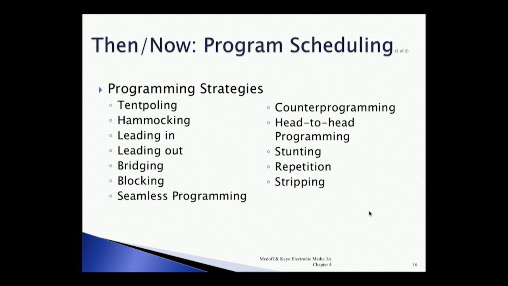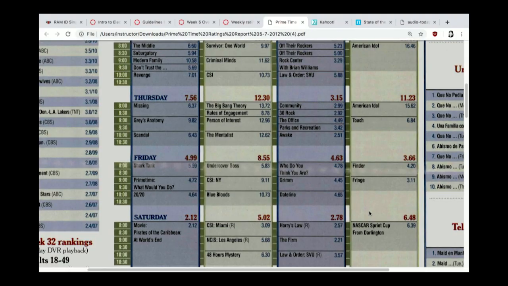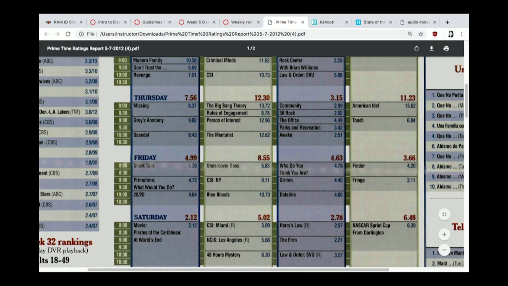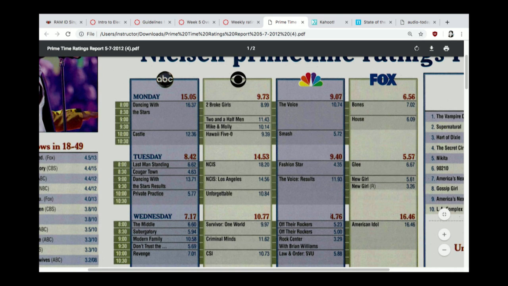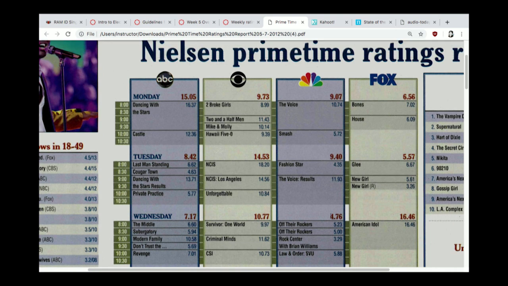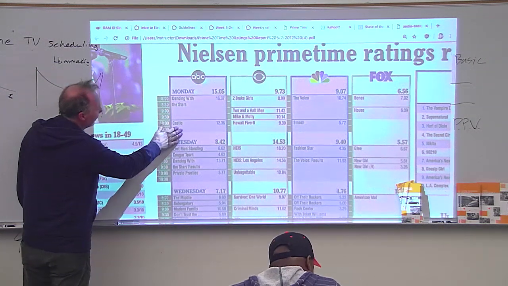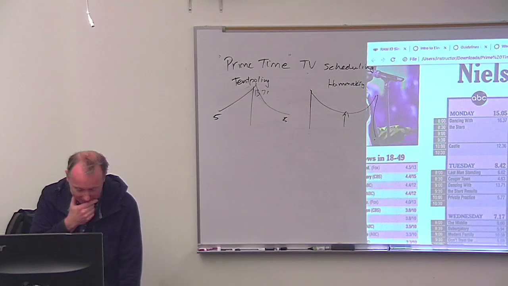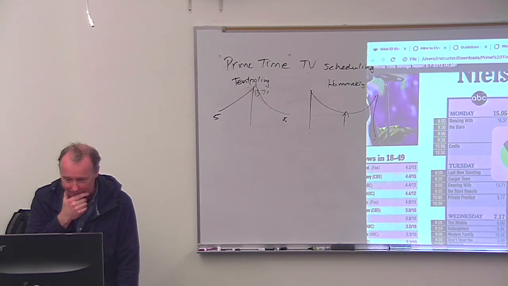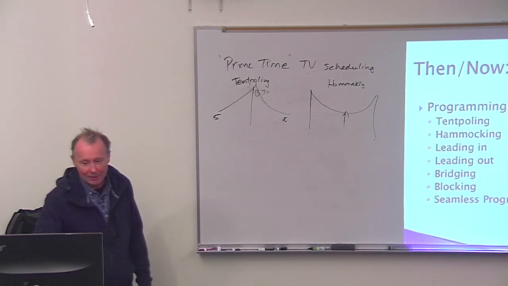So leading in is more common than leading out, but both of them mean putting a top show at the beginning of the night, so that whatever comes afterwards is basically propped up. You get your audience to come in for Dancing with the Stars, and they'll probably stick around for Castle. That's what they hope. So that's leading in. And what's another important one?